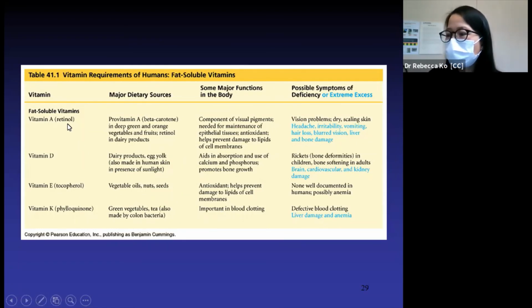For each type of vitamin, if we take in too much, that's a problem. If the intake is not enough, that's a problem too. So I think you need to know the deficiency in each case. Let's say vitamin A will cause poor night vision, vitamin D rickets, and for vitamin E and vitamin K, what's the problem? You should know all these. Is that clear? That's all for the fat-soluble vitamins I would like to share with you. Thank you.